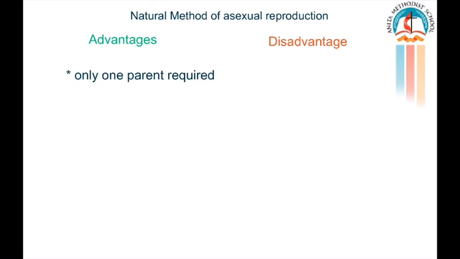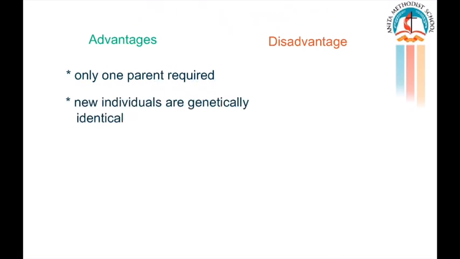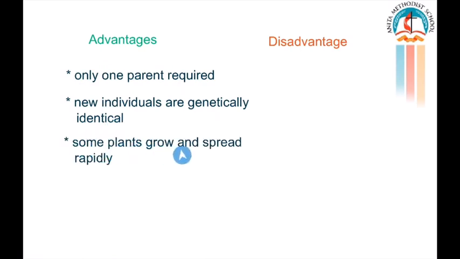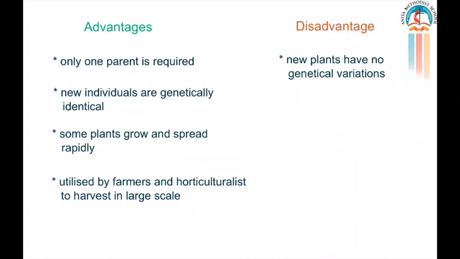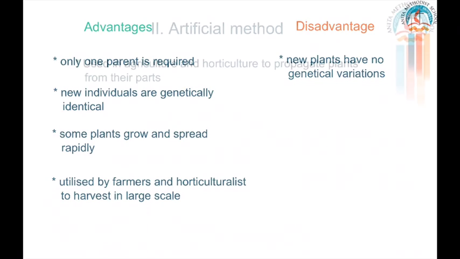Let's learn the advantages and disadvantages of the natural method of asexual reproduction. The advantages are that only one parent is required. The new individuals are genetically identical. Some plants grow and spread very rapidly. It is utilized by farmers and horticulturists to harvest crops on a large scale. Let us look at the disadvantage. The new plants have no genetic variations.